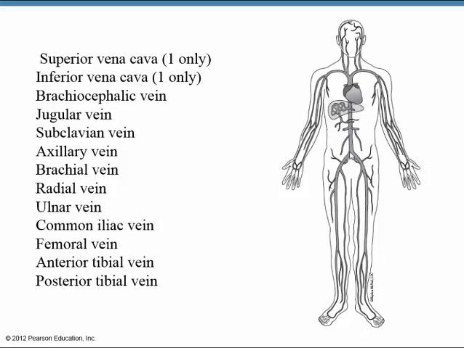The inferior vena cava is formed by the joining of the common iliac veins. Again, in the thigh we see a femoral vein, and in the leg an anterior tibial vein and a posterior tibial vein. There are other veins, but the ones we're showing you are the ones that match the arteries we just looked at.